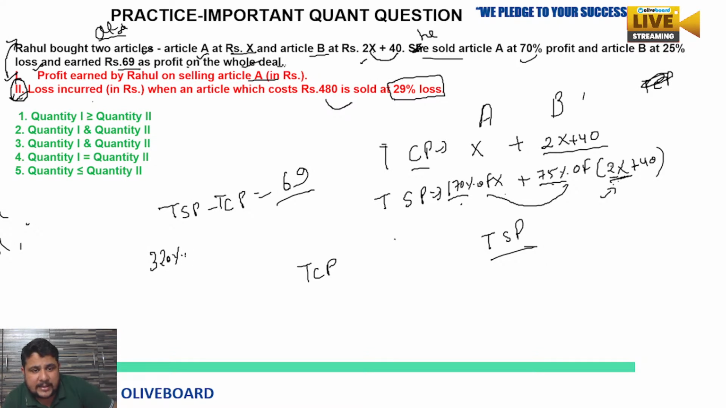320% of x, and 75% of this 40 also you have to add here. So that is going to be 30. 3/4 of 40 is going to be 30. Minus x plus 2x plus 40 means 3x, means 300% of x. Right? I'm just converting this into that.